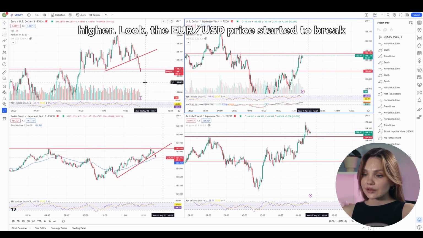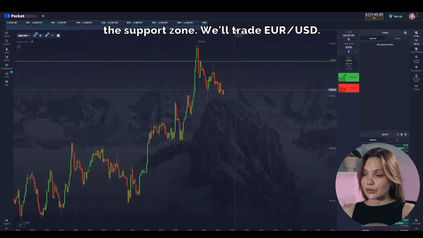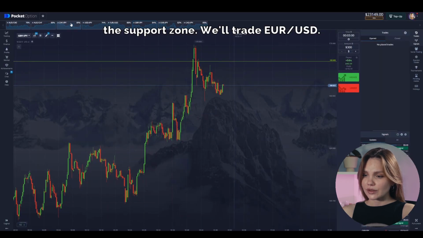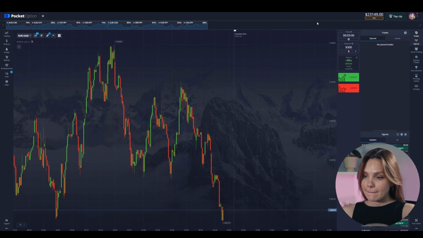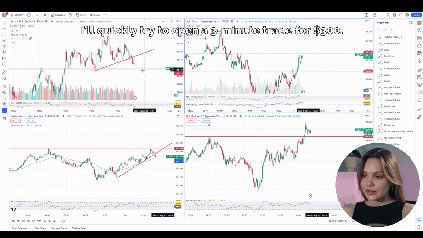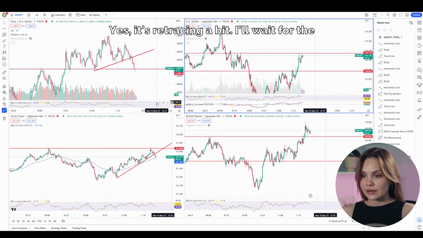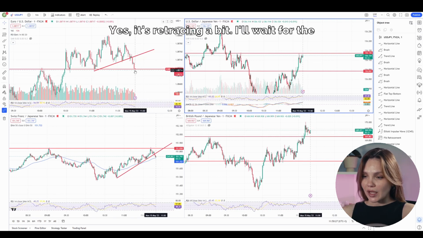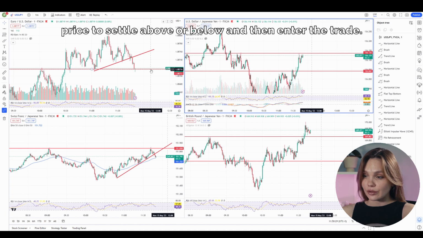Look, the euro and US dollar price started to break the support zone. We'll trade euro and USD. I'll quickly try to open a 3-minute trade for $300. Let's see if the price retraced. Yes, it's retracing a bit. I'll wait for the price to settle above or below and then enter the trade.